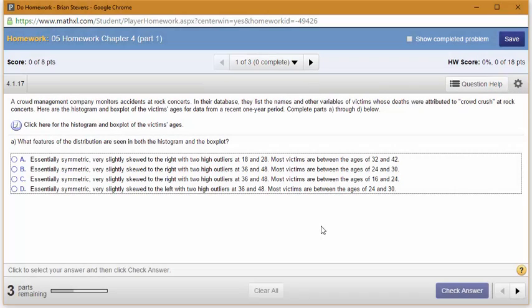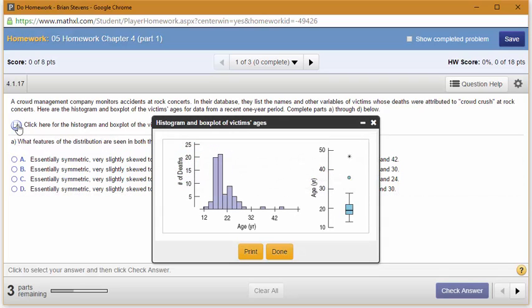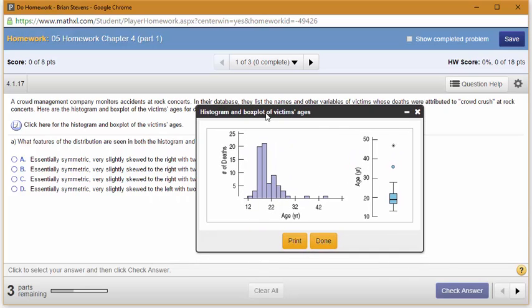For this problem, we are looking at accidents at rock concerts. So let's go ahead and look at this quantitative response right here. We have a histogram on the left and a box plot on the right. It's important to note they are showing us the exact same data. I don't know if I'd call this essentially symmetric, but we're going to have to.